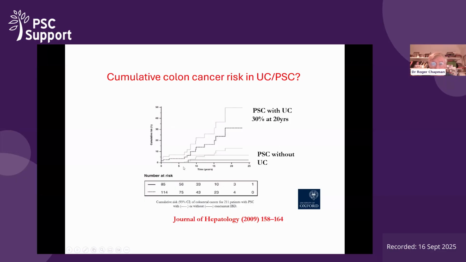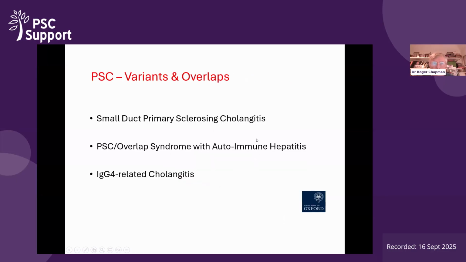If you have PSC without UC, the risk of colon cancer is hardly raised at all. This is interesting. And with Crohn's disease, again, much less of a risk. And you may ask, why am I getting a yearly colonoscopy for Crohn's disease? Well, I think the jury's out really as to whether that's needed, but certainly the risk is much lower in Crohn's disease.